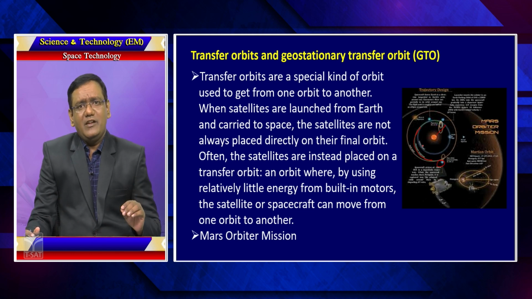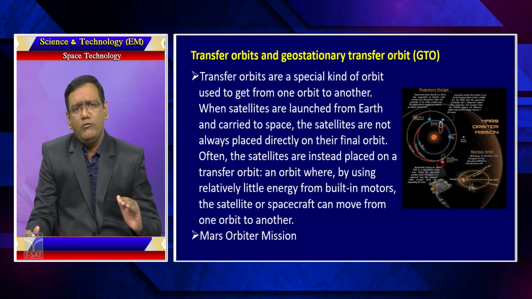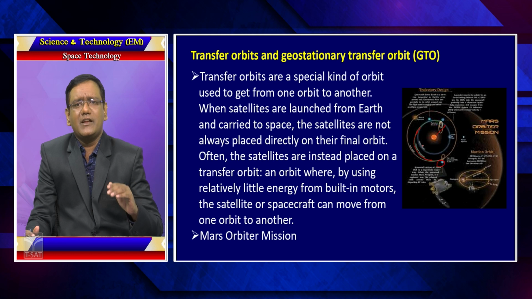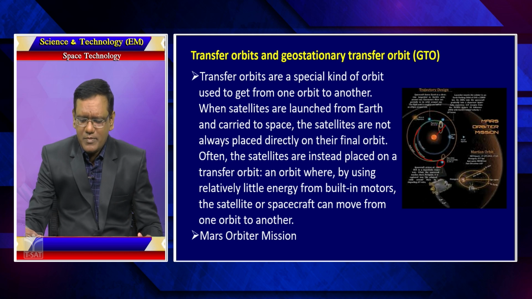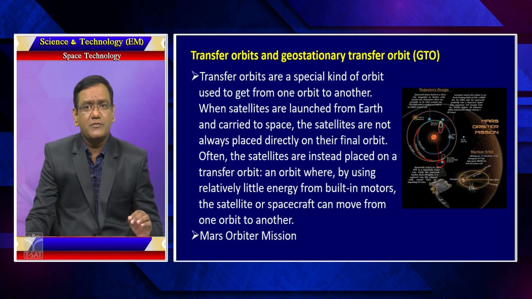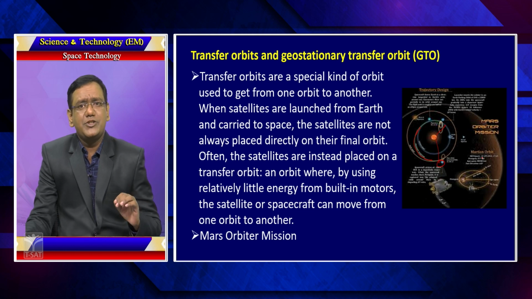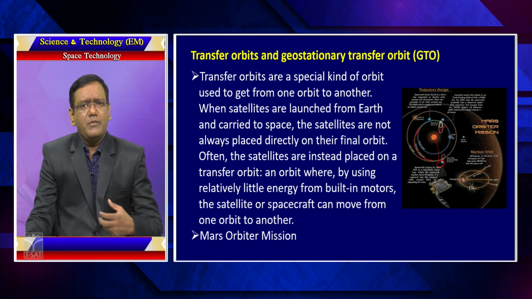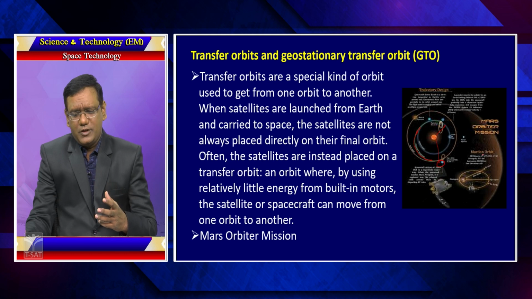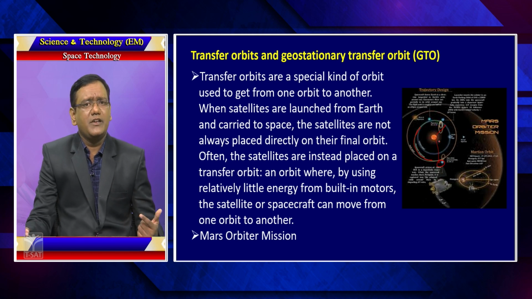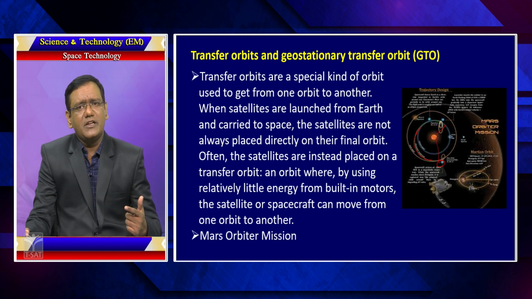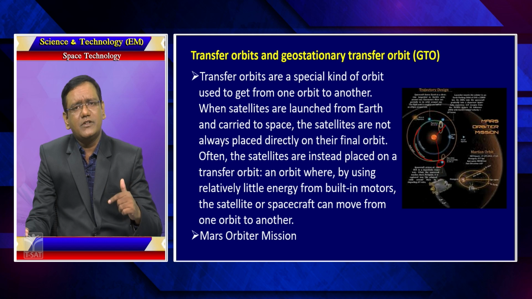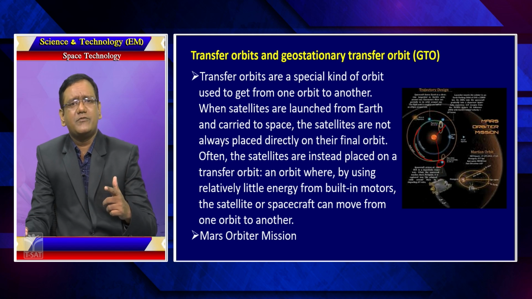When satellites are launched from the Earth and carried to space, the satellites are not always placed directly on their final orbit. You cannot keep an orbit directly here itself because of many technical issues, because we may not have that much power to send a satellite from here to here. That's the reason why we need to use a different technique to send it from one place to another, and from there you increase the speed, then you take it to a different level.